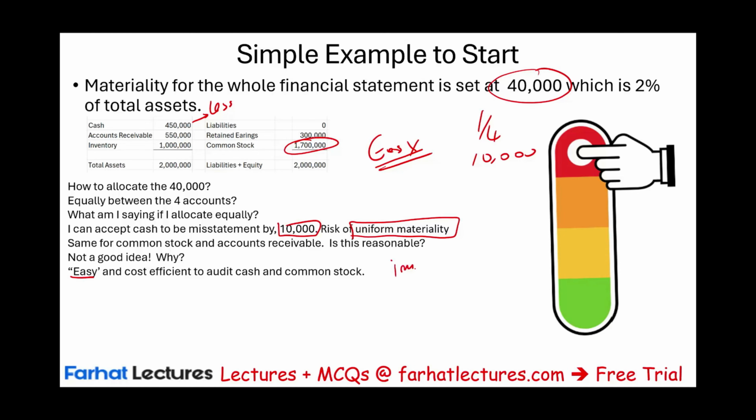Also, the more important the account is, which is cash is important, common stock is important, the more I have to lower my performance materiality. Why? Because I cannot tolerate mistakes. I cannot tolerate a $10,000 misstatement in cash for a $450,000 balance. That's a large amount. $10,000 in cash is a lot of money, especially relative to $450,000. We cannot accept $10,000 of cash missing. Therefore, of the $40,000, I'm going to allocate maybe $500 to cash. It should be zero, but the point is, let's assume $500.